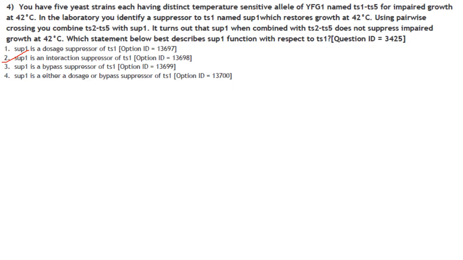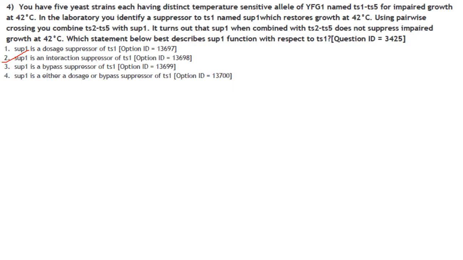So you have 5 yeast strains, each having a different temperature sensitive allele of YFG1, named TS1 to TS5, for impaired growth at 42 degrees Celsius. Now in the laboratory, while doing some research, you identify a suppressor of TS1 named SUP1. TS1 impairs growth at 42 degrees Celsius, so the suppressor, SUP1, restores growth at 42 degrees Celsius. Now using pairwise crossing, you combine TS2 to TS5 with suppressor 1.